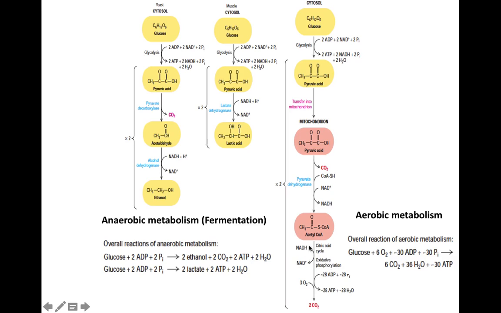So both FAD and NAD carry electrons and shuttle them to the electron transport chain. The electron transport chain then helps ATP synthase synthesize ATP molecules from ADP. So this is what we just talked about. So this is taking place inside the mitochondrion.